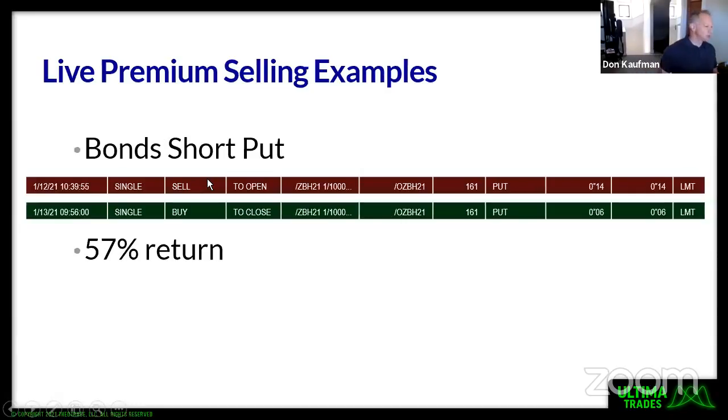Okay, here's a bond trade. I figured I'd show you some bonds because bonds don't tie up very much margin. If you've never seen bonds before, hey, I sold some puts in bonds. Sold the puts for 14 ticks, bought them back for 6 ticks, a 57% return. That was actually done right towards the beginning of the year. Okay, here's another bond short put, sold it for 15 ticks, bought it back for 7 ticks, 53% return.